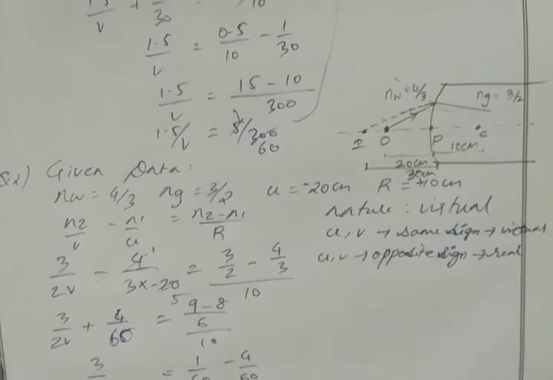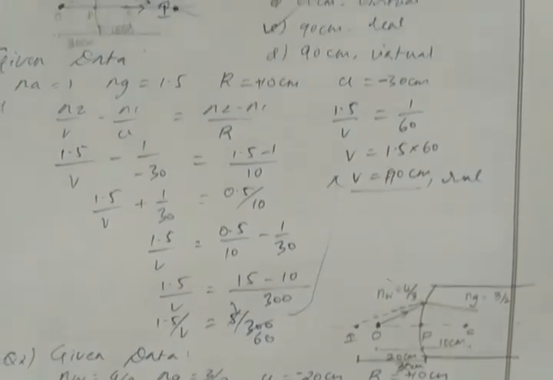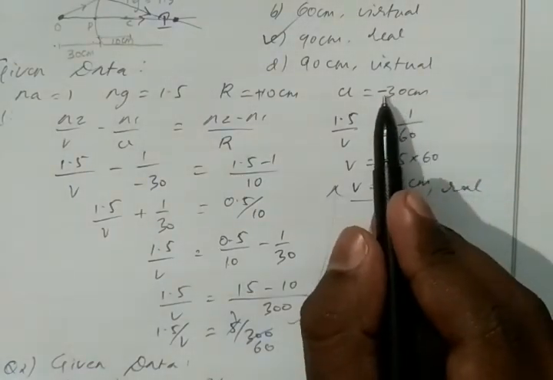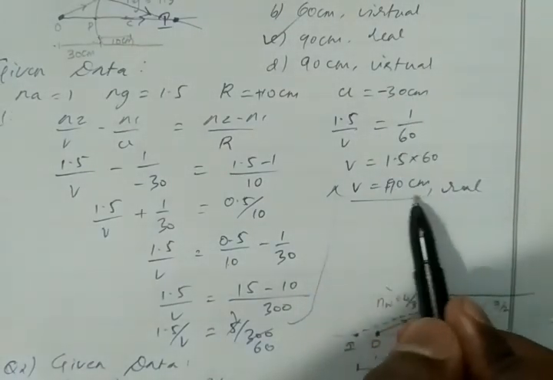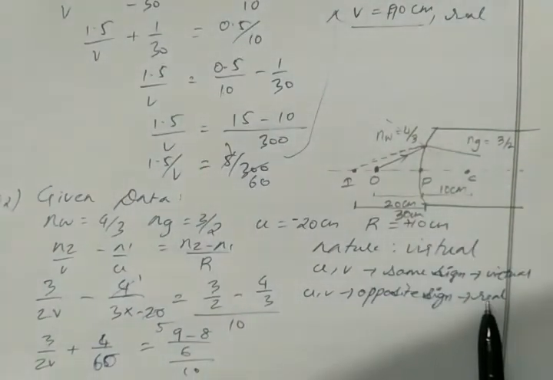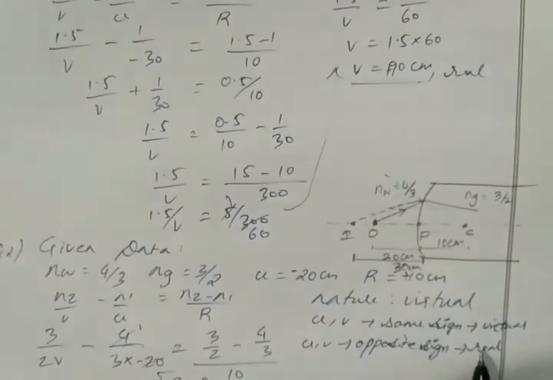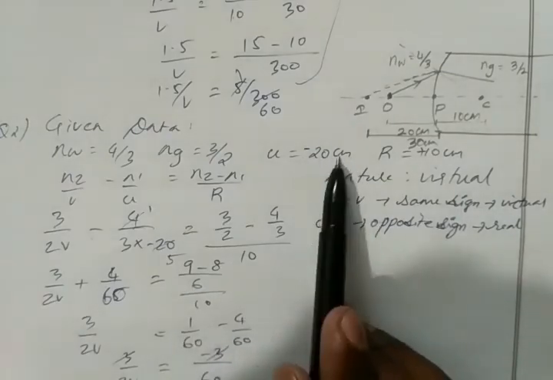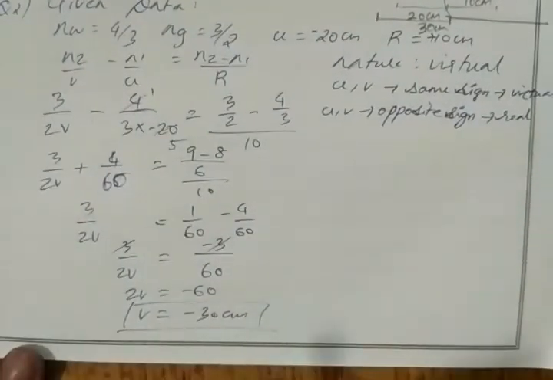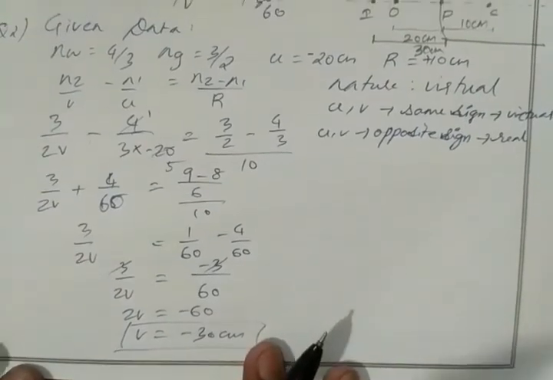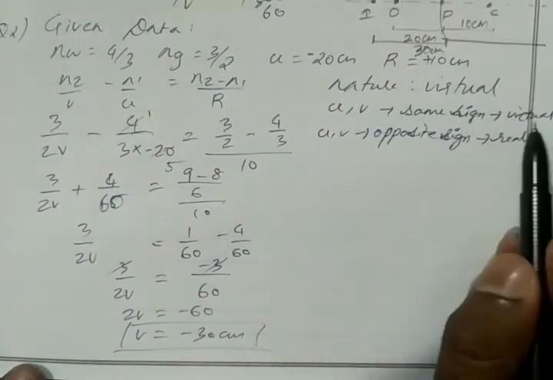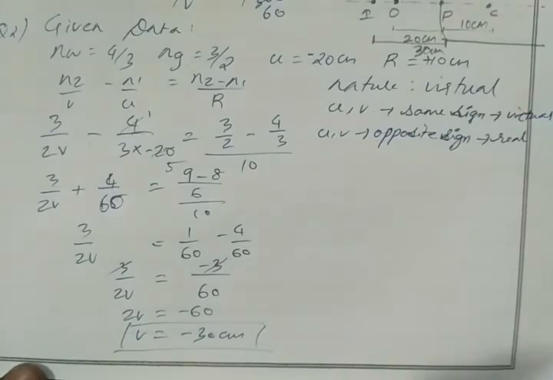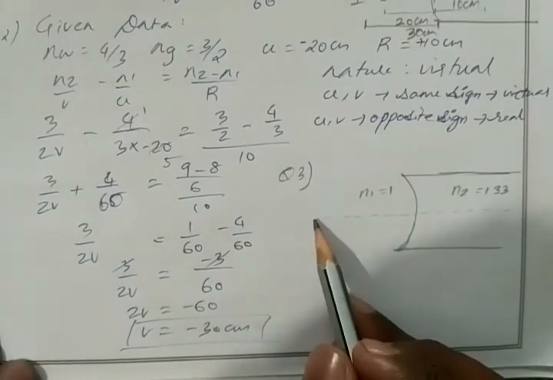So see the first problem. What's our u value? u value minus 30 centimeter. v value plus 90, so both are opposite sign. Opposite sign means we have real. So the nature of image is real. Then second problem, u, v same sign: u is minus 20 centimeter, our v value minus 30 centimeter, so both are same sign. If u, v same sign, then we have virtual. Clear? So the third problem, you do as your homework.